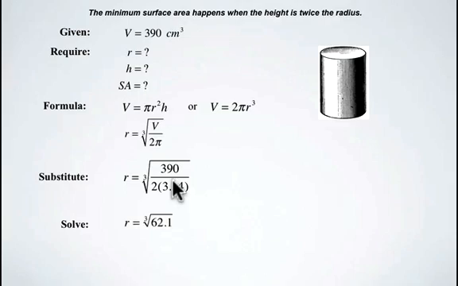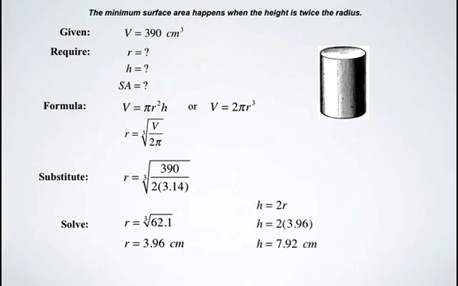And you should find that when you do the calculations underneath the cubed root sign, you should end up with a value of 62.1. And you can use the button on your calculator to take the cubed root, or you can raise it to the exponent 1 over 3 to give you a radius of 3.96 centimeters.